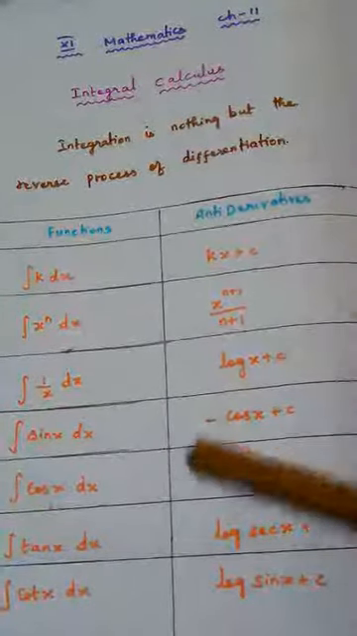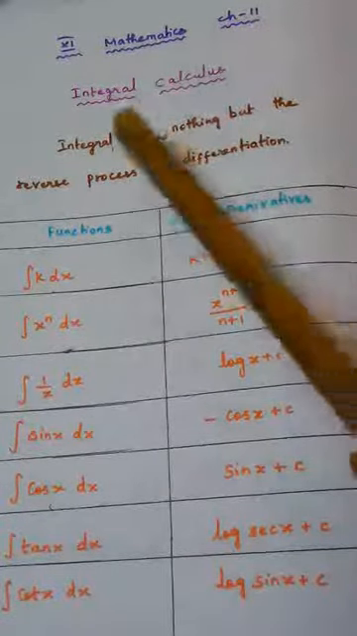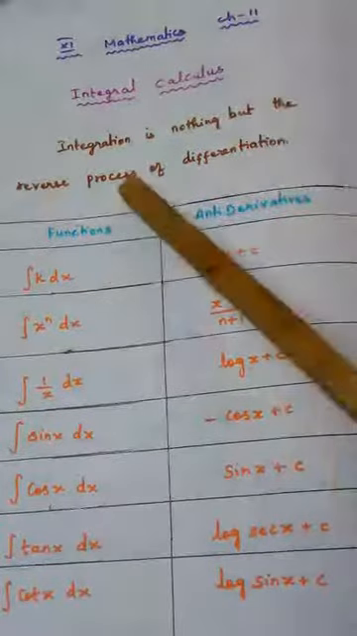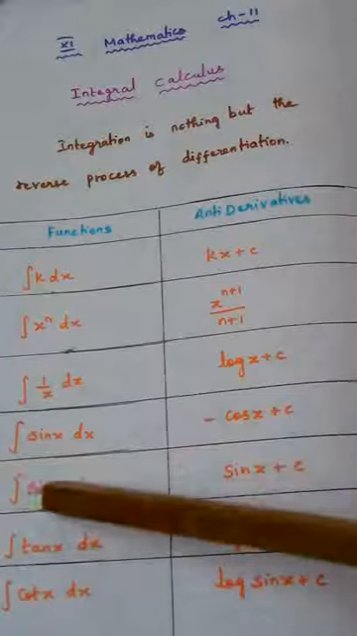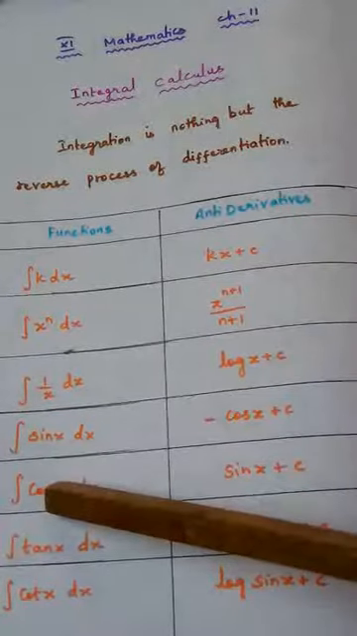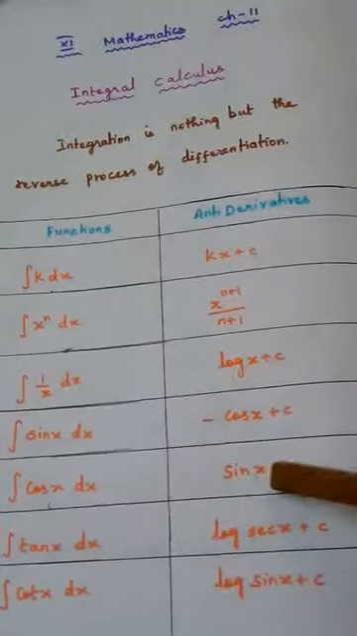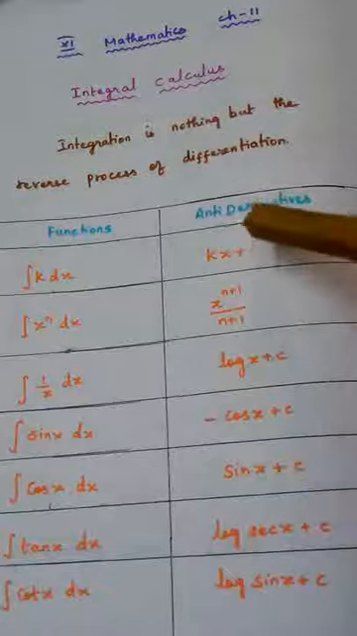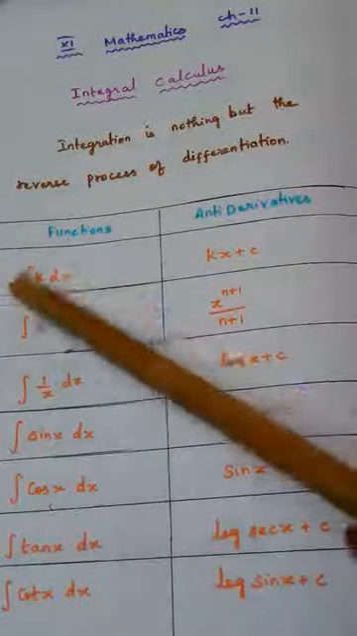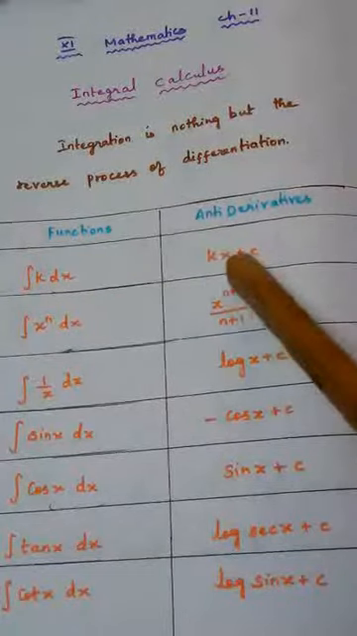These are all very good examples stating that integration is nothing but the reverse process of differentiation. If I differentiate this, we will get this answer. In the reverse process, if I integrate this, we will get back the original function. I hope you understand. Now we will see the formulas one by one. Integral k dx, the answer is kx plus c.